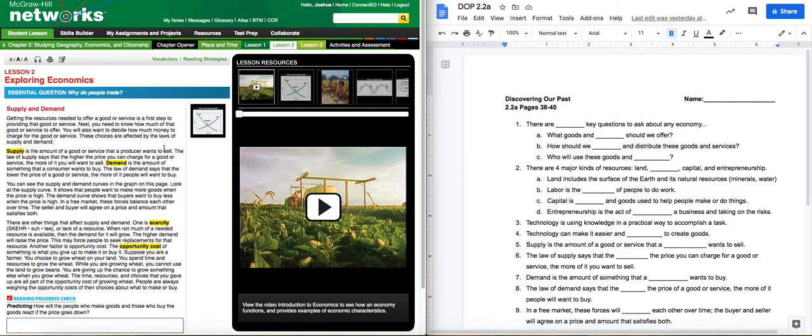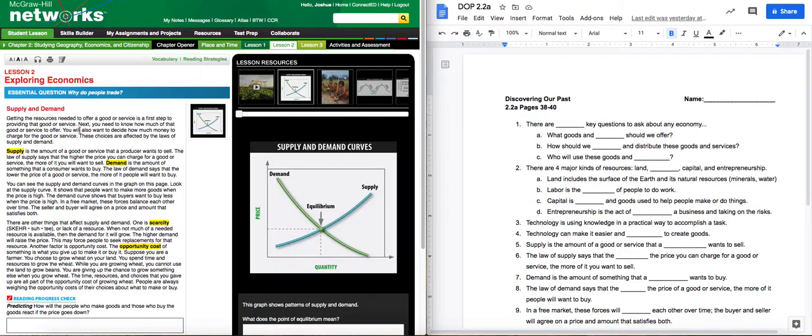Going on to the next page, we'll try to understand supply and demand. It says this: getting the resources needed to offer a good or service is the first step to providing that good or service. Next, you need to know how much of that good or service to offer. You will also want to decide how much money to charge for the good or service. These choices were affected by the laws of supply and demand.